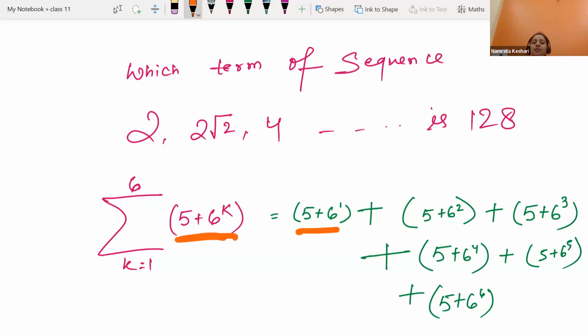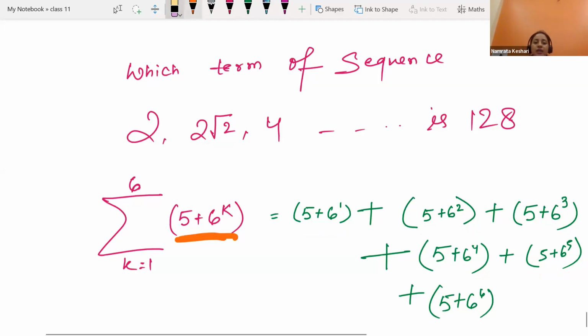Yes, ma'am. Taken as it is, ranging from k as 1 till k as 6. Okay, to add all of them. We just need to find the summation. That sign is telling us to find the summation. That means we need to add all of them.